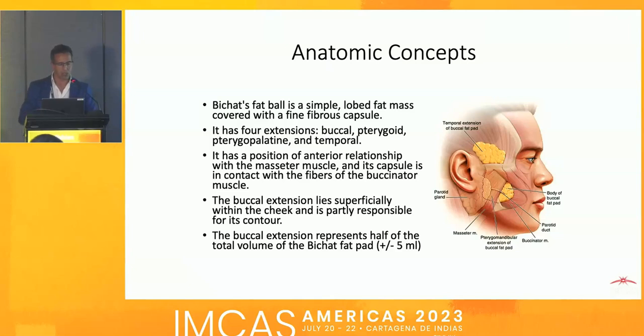It has an anterior position, in relationship with the masseter muscle. It's really important. It is encapsulated, in contact with the fibers of the buccinator muscle. I'm going to explain why knowing these fibers is important during the procedure. The buccal extension lies superficially within the cheek and is partly responsible for the contour. This is for sure the way to obtain a round face, and those patients look for a solution for that. And this is another clue: it's only 5 millimeters. If you can be successful, the exact size is about your thumb; that is good enough. No more than that.